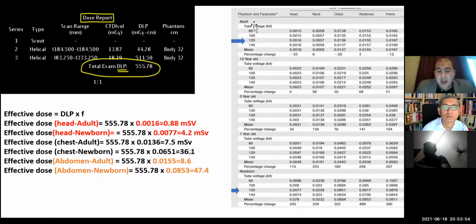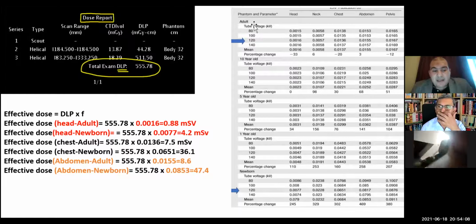Also for chest newborn, you get the big difference. It's 7.5 and here 36.1. And here for abdomen also, you will get 8.6, but here for abdomen newborn, 47. So you have to make sure that we are using the protocol which is dedicated for newborn or adult.